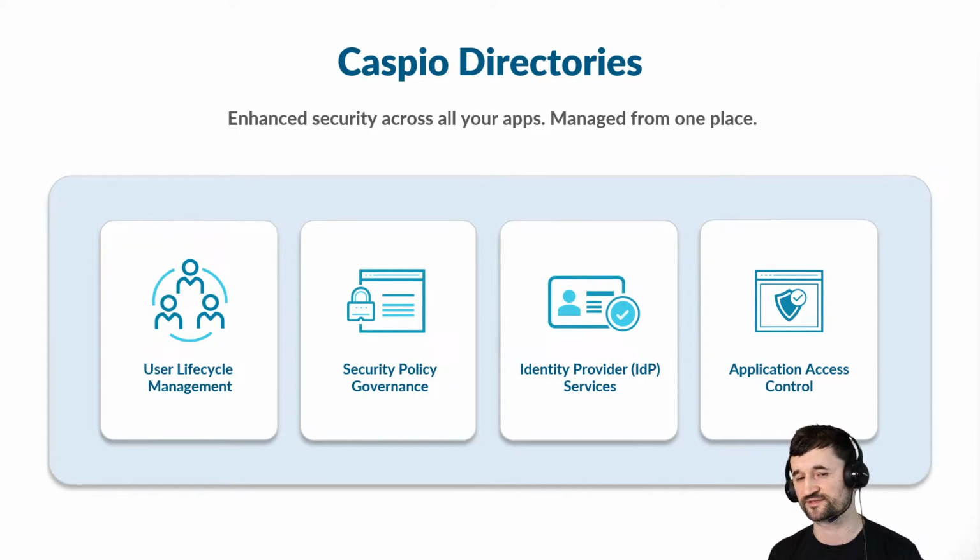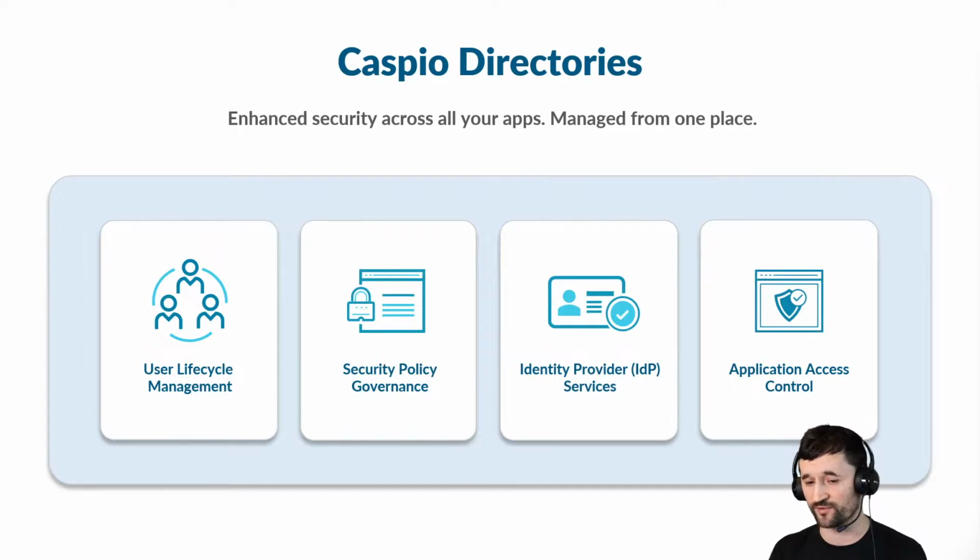Caspio Directories is a huge improvement to the way we authenticate application users in terms of security. So you'll see enhanced security across all of your applications, which includes the entire user lifecycle management. From the moment that the user is added inside a directory, you're going to be able to see who is active, who is inactive, who needs to have their password reset, who's deactivated.